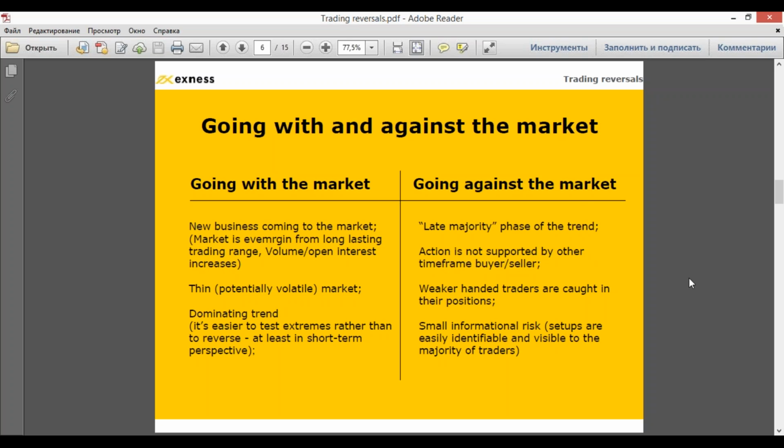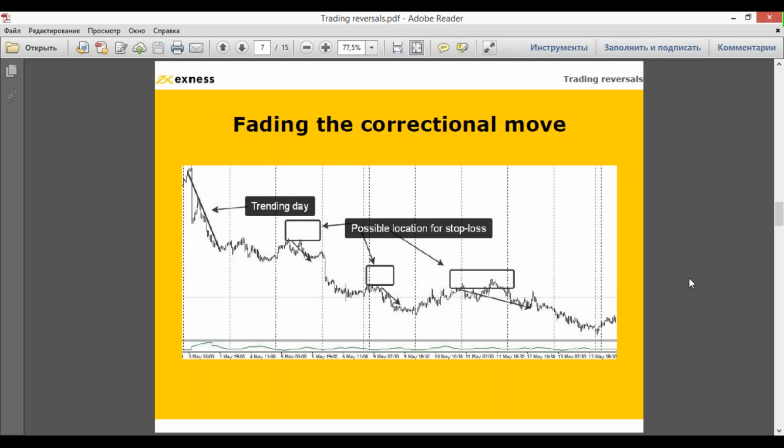Going with the market and going against the market. We will watch charts now, so don't worry if you don't understand something right now. I know that it is pretty abstract for the present moment. I will try to decipher and explain the things that I'm talking about. All right, fade in the correctional move.